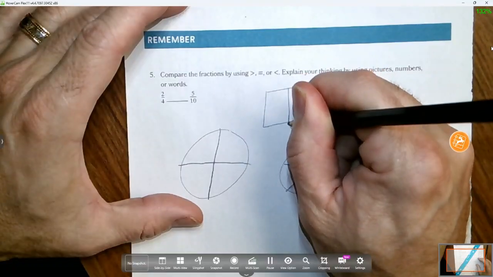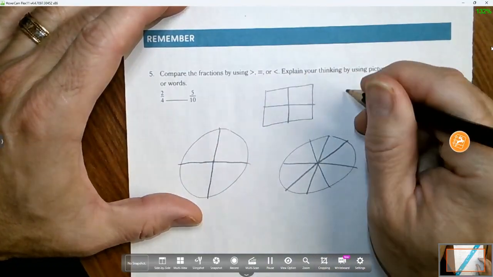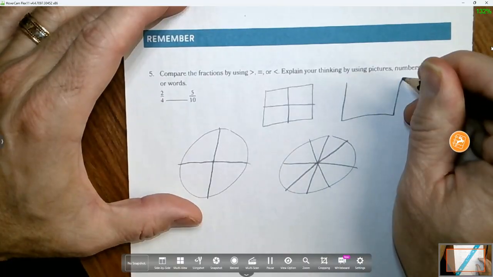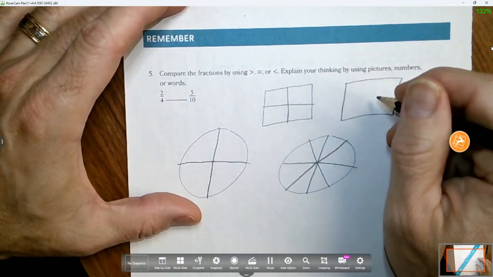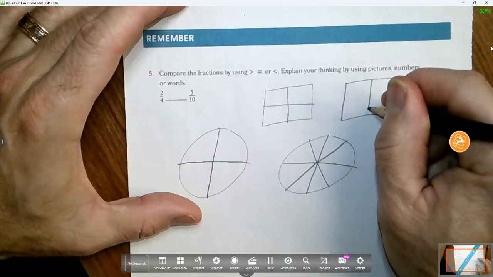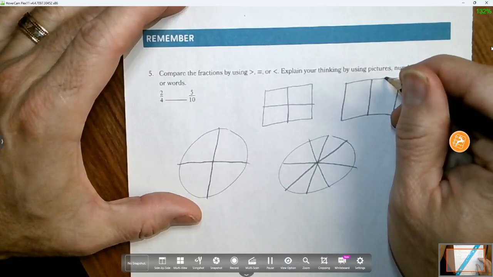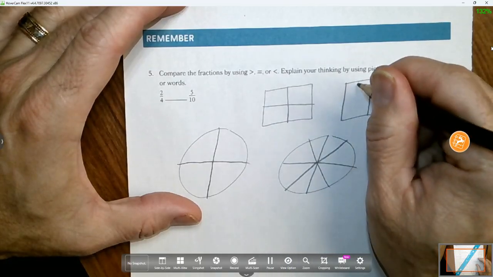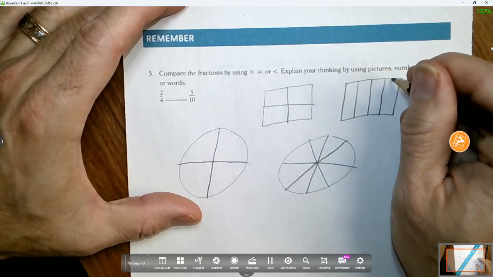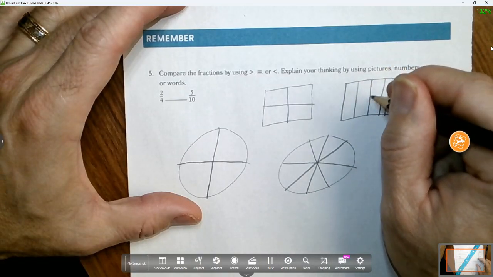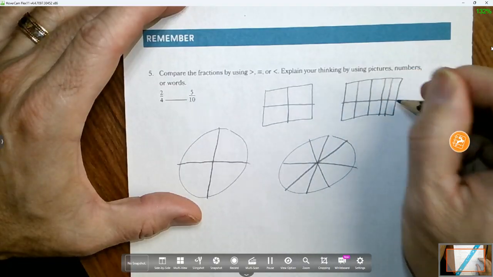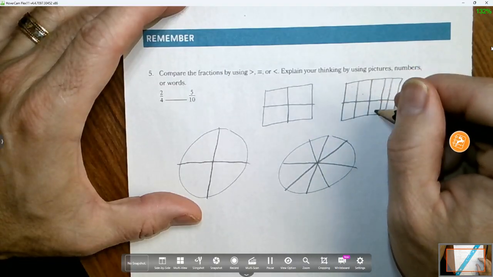Divide the square in 4 parts. Divide the square in 10 parts. So we got 1 part, 2 parts, 3 parts, 4 parts, 5 parts. Right? 1, 2, 3, 4, 5. Now we got 1, 2, 3, 4, 5, 6, 7, 8, 9, 10.